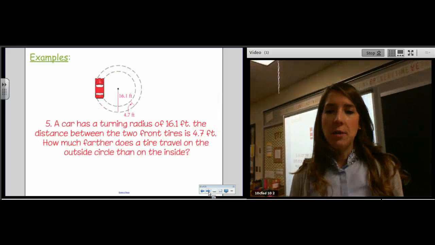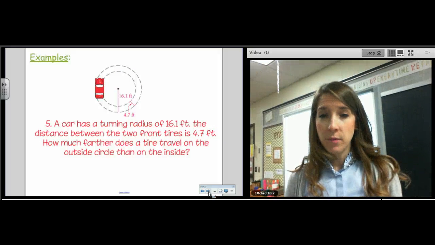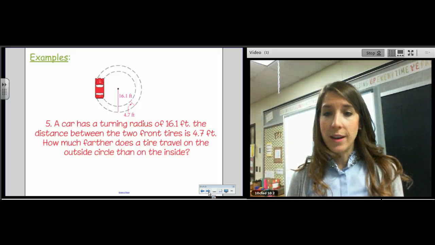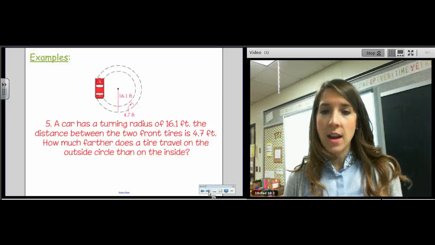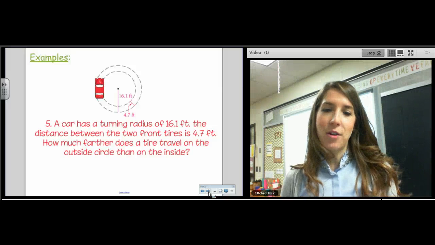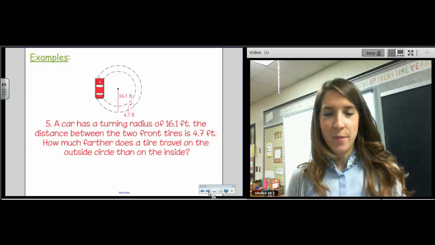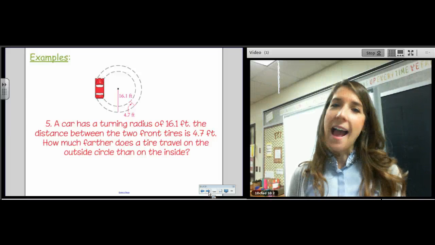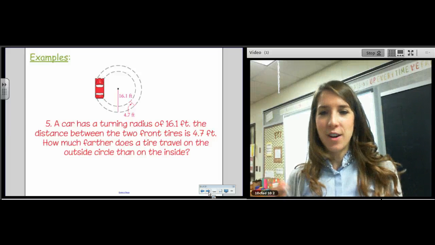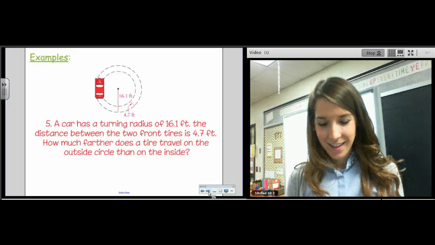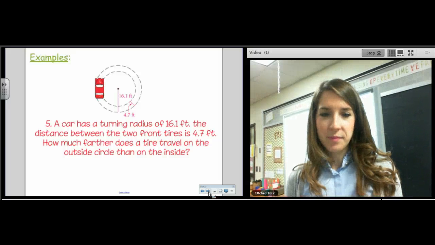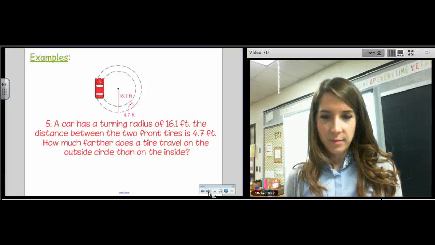A car has a turning radius of 16.1 feet. The distance between the two front tires is 4.7 feet. How much farther does a tire travel on the outside than on the inside? So how much more wear and tear does the outside tire get than the inside if you're doing wheelies? Which I've never done before. So go ahead and tell me what you get.